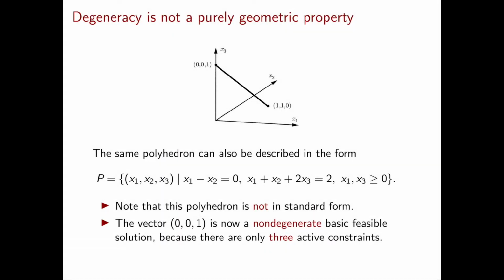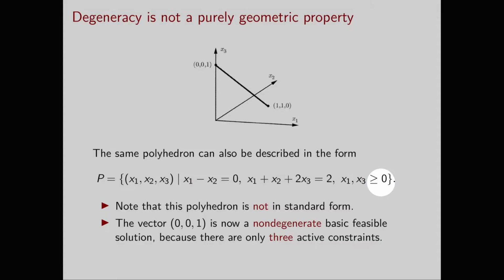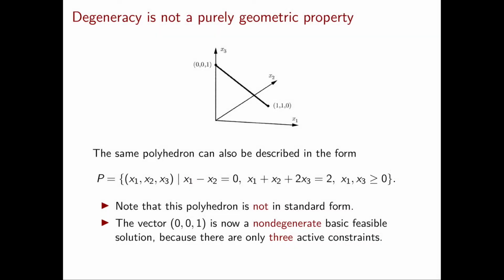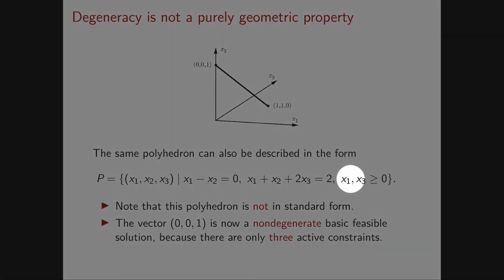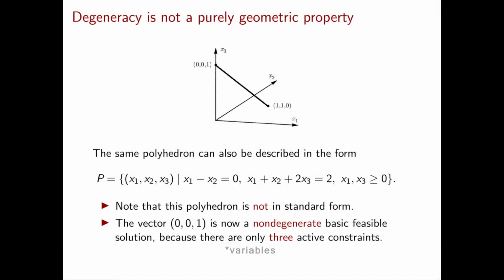So essentially you need to check that the inequality x2 greater than or equal to 0 is implied by this system over here. The next thing to notice is that this polyhedron is no longer in standard form because we don't have non-negativity for all the variables explicitly among the constraints. So now, in order to check degeneracy, we need to use the original definition of degeneracy. So we need to check how many constraints are active in a specific basic solution.